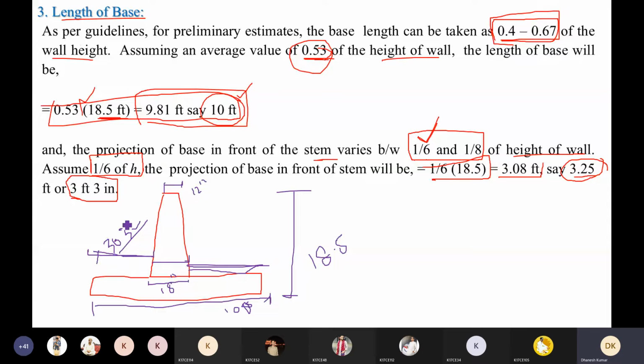Because it is the toe that provides the balancing moment if the retaining wall does not slip in sliding and overturning. That is why we are always concerned about the toe in front of the retaining wall. So this is the length of the base.